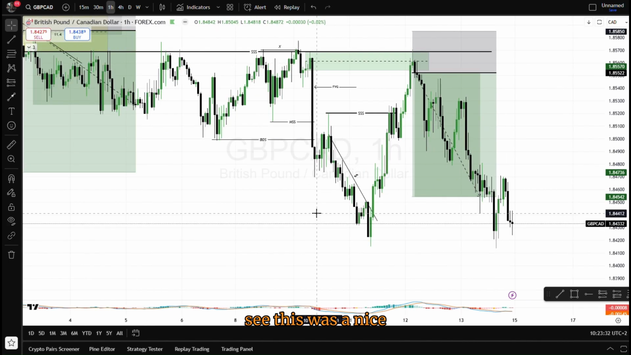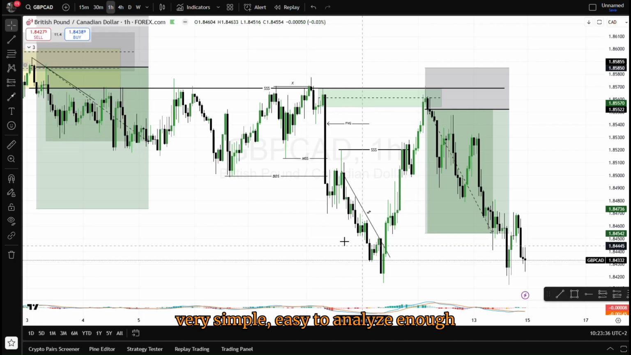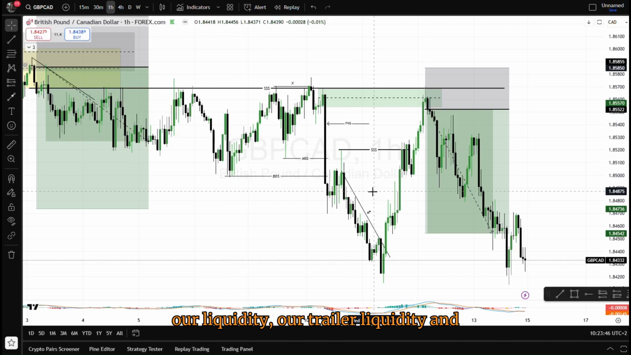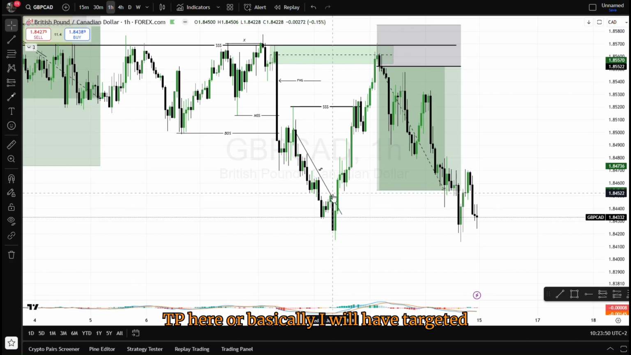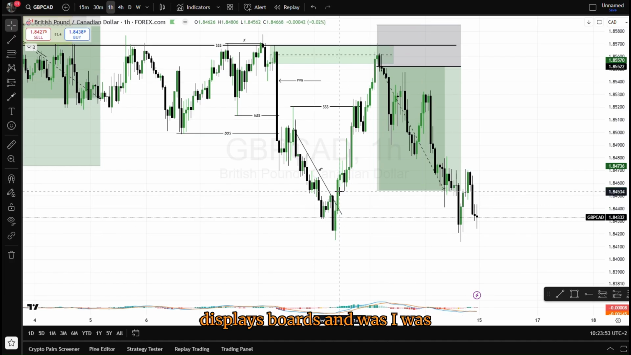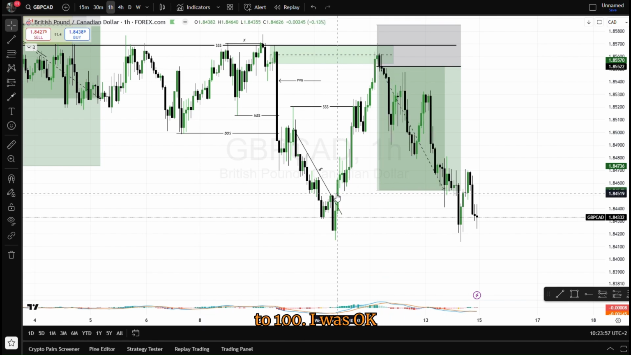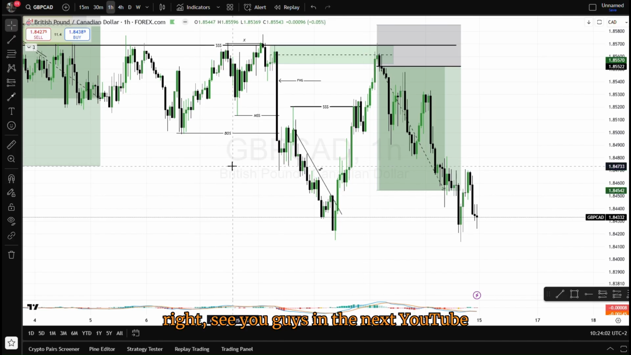So you can see this was a nice trade, and it was very simple and easy to analyze. Liquidity sweep, breakout structure, FVG, our order block, our liquidity, our trend line liquidity, and TP here. Basically, I could have targeted this place, but I was okay with the 100 pips it gave me.